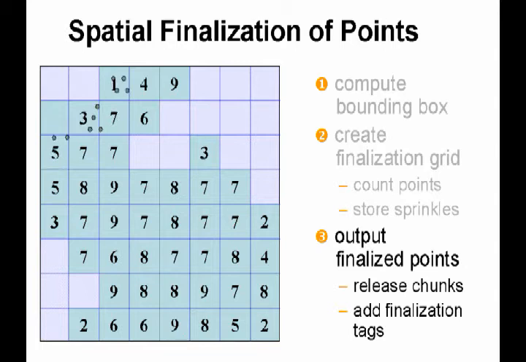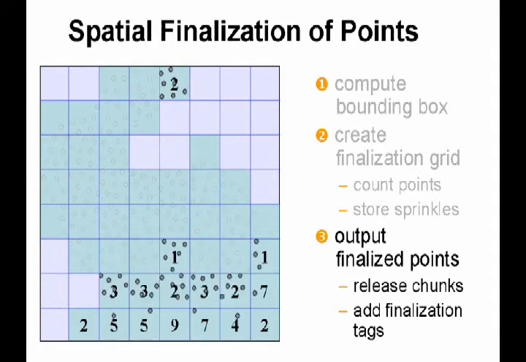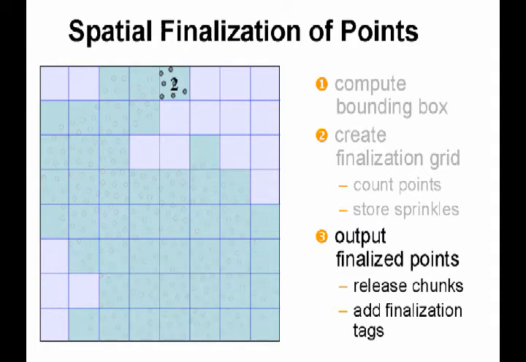As soon as all points of a cell have arrived, they are released as one chunk into the output stream, followed by the finalization tag for this cell. Cells containing late points can remain in memory for quite some time. This does not happen too often if the dataset is spatially coherent.